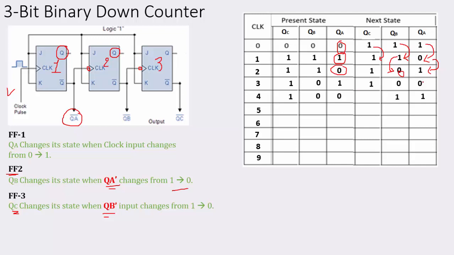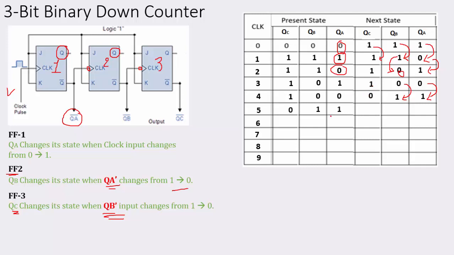Now this 0 will convert into 1. And now QA changes from 0 to 1. What about the QA bar? That is 1 to 0. That means QB will change its state. So it has changed its state from 0 to 1. QB changes from 0 to 1. What about the QB bar? 1 to 0. That means QC will also change now. Are you following or not?